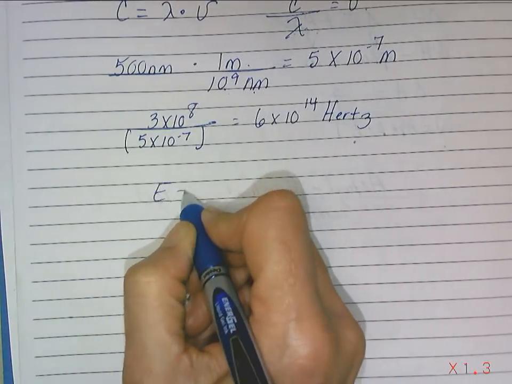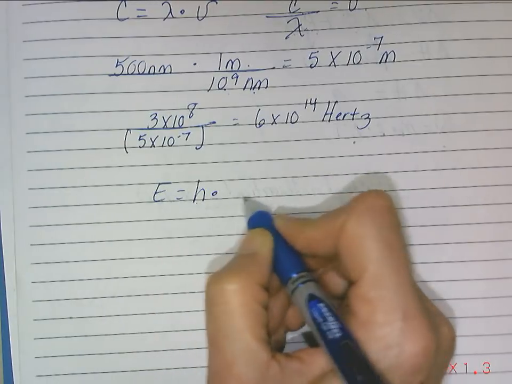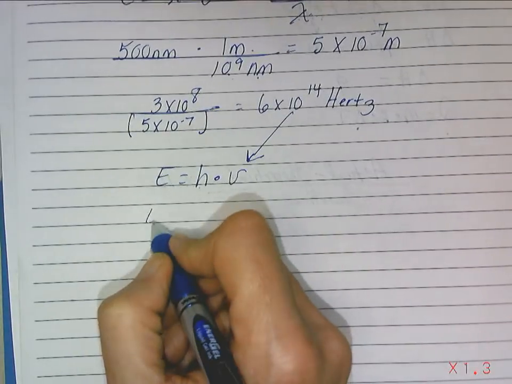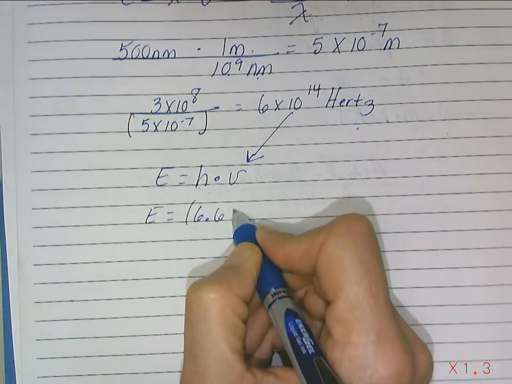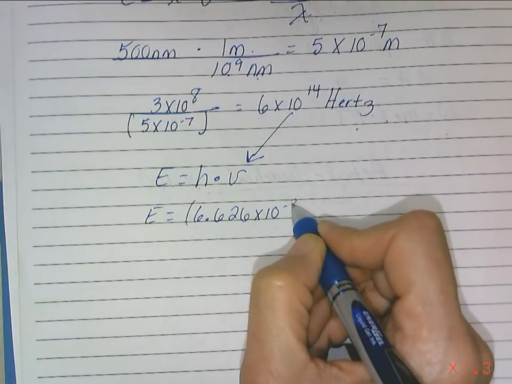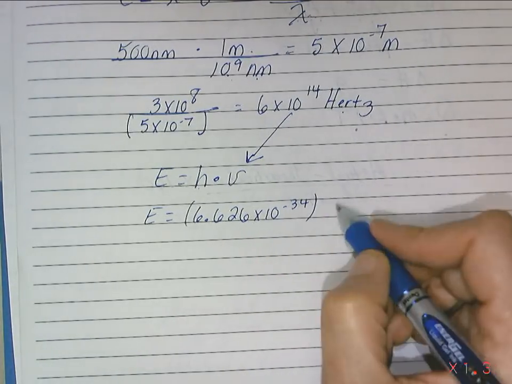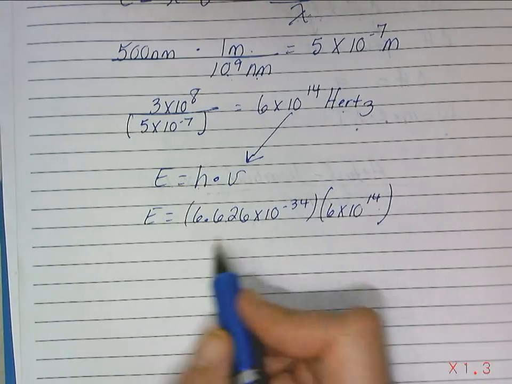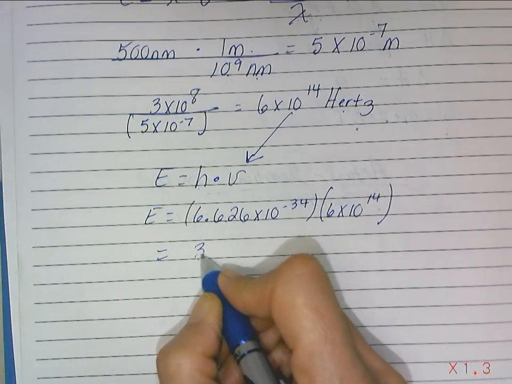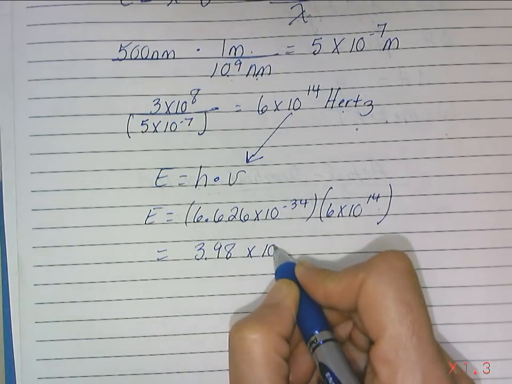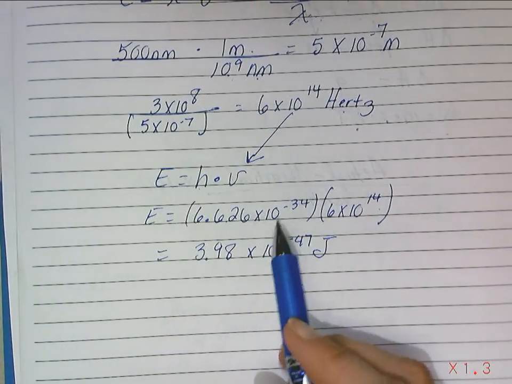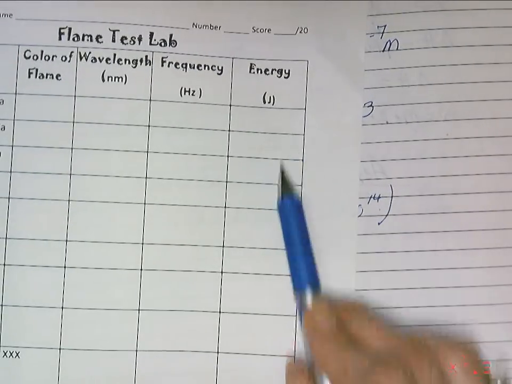Now let's go find energy. Energy is found by multiplying Planck's constant with the frequency you just calculated. Now Planck's constant is 6.626 times 10 to the minus 34th. Multiply it to the frequency you just calculated. When you multiply these two together, you should get 3.98 times 10 to the minus 47th. That comes out in joules. That's what goes here under the energy.